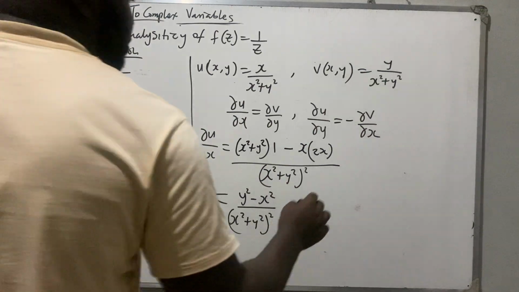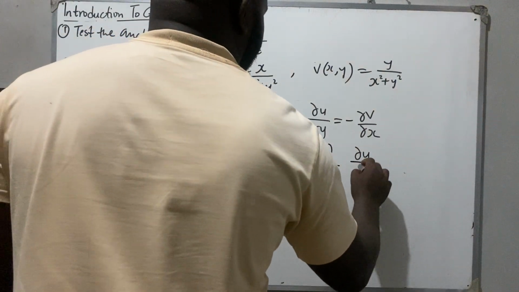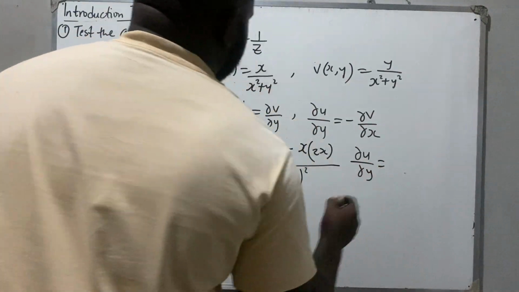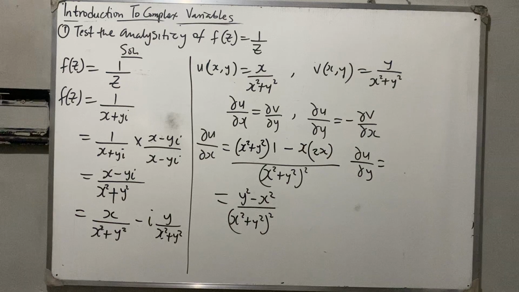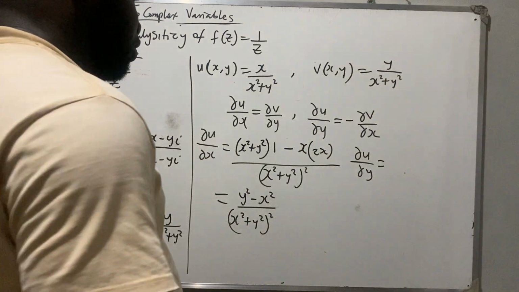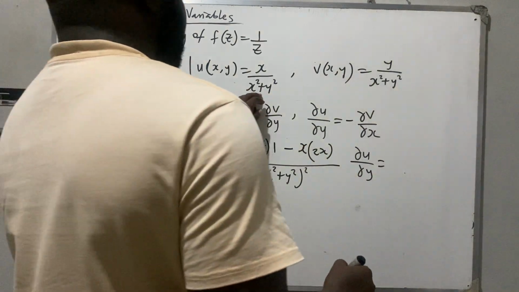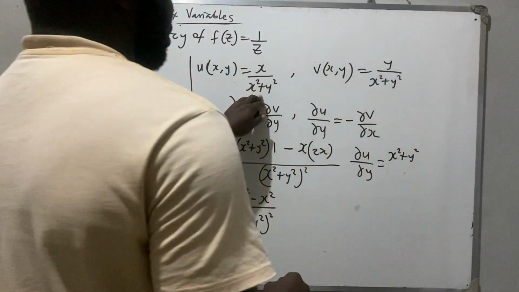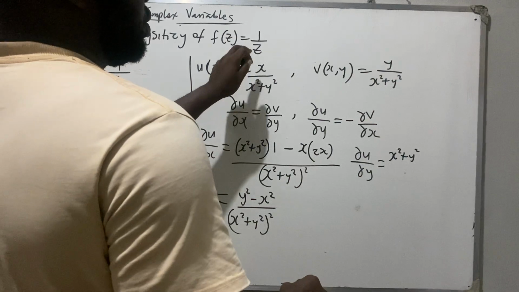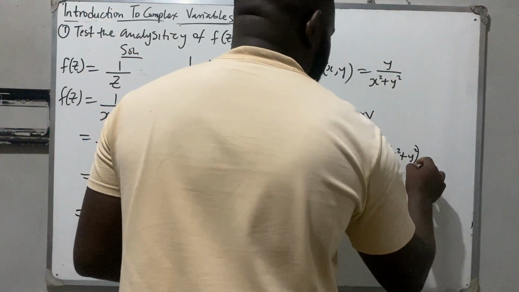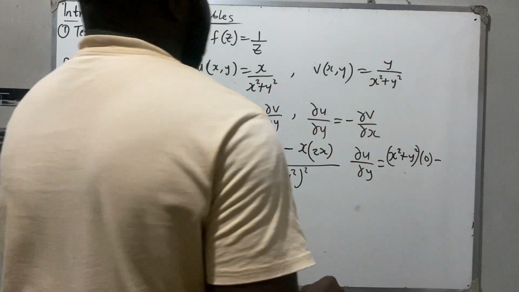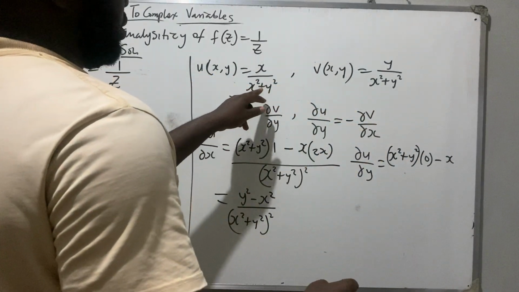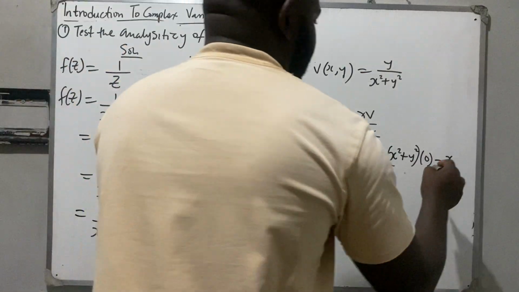Okay, so now let us get our partial u, partial y. It is the same quotient rule again. So let's try the same quotient rule. Leave the denominator, that is x squared plus y squared. Differentiate the numerator: there is no y here, so the differentiation of this will give you 0. Minus, leave the numerator now, differentiate the denominator. Differentiation of this with respect to y will give you 2y.